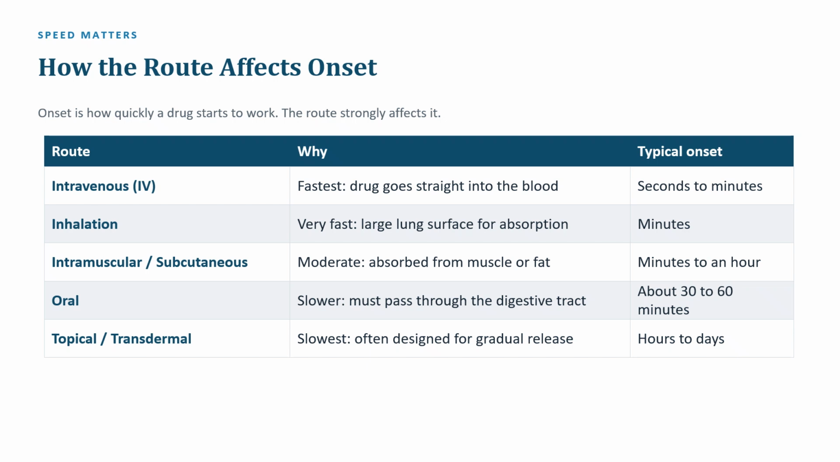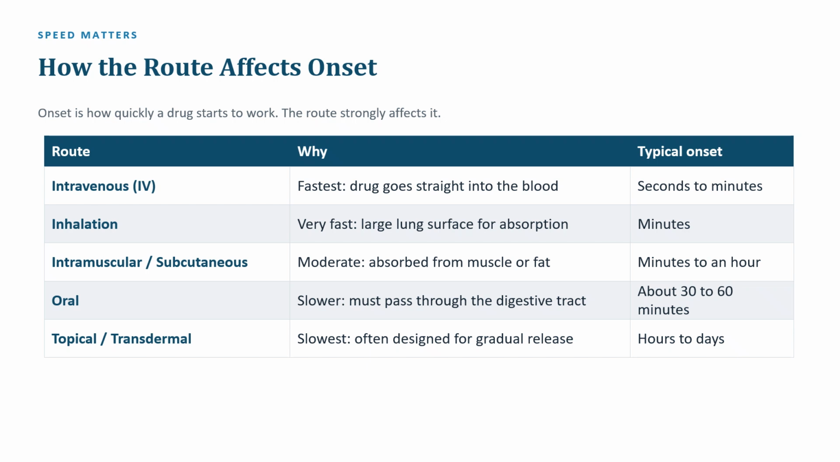Inhalation is also very fast because the lungs have an enormous surface area and a rich blood supply, so an inhaled medication can act within minutes. That is exactly why a rescue inhaler works so quickly during an asthma attack. Intramuscular and subcutaneous injections are moderate. The drug is deposited in a muscle or fatty tissue and absorbed from there over minutes to about an hour.